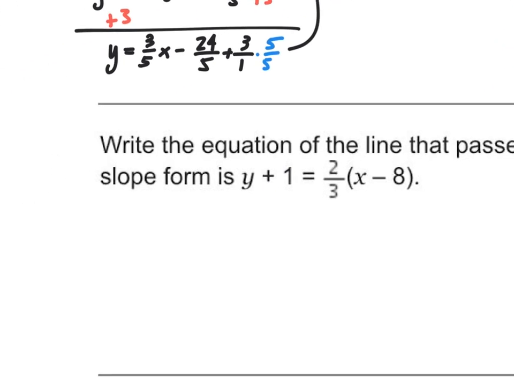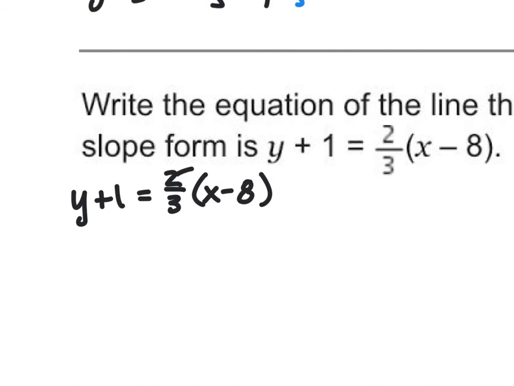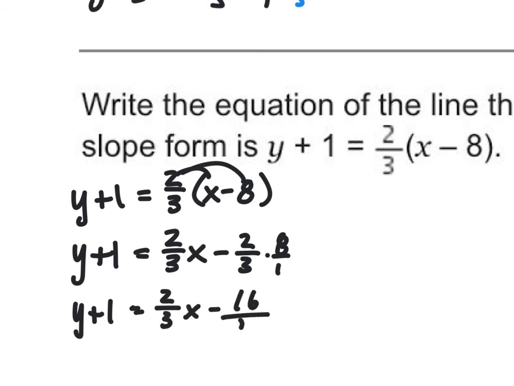Let me recopy this down: y plus 1 is equal to 2/3 times (x minus 8). First thing I'm going to do is distribute this 2/3. So we get y plus 1 is equal to 2/3 x minus 2/3 times 8 over 1. So we get y plus 1 is equal to 2/3 x minus 16/3.